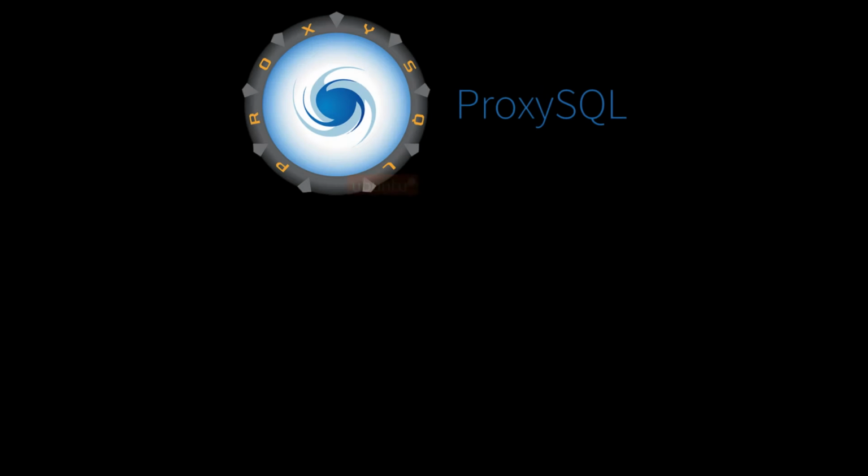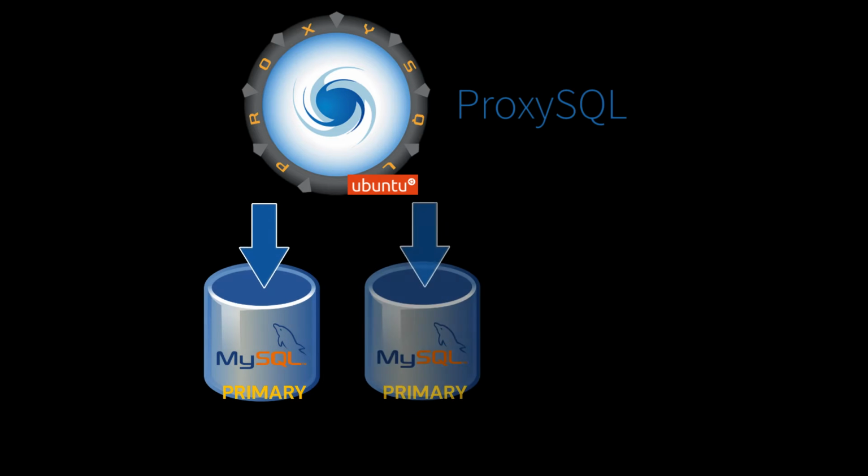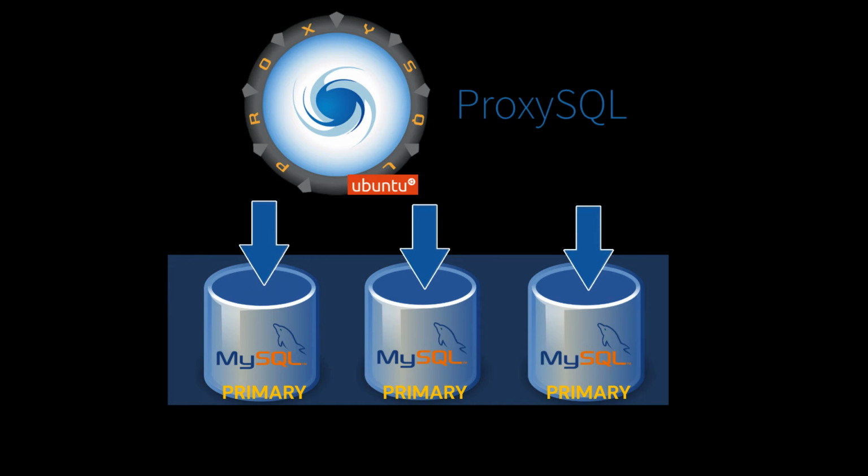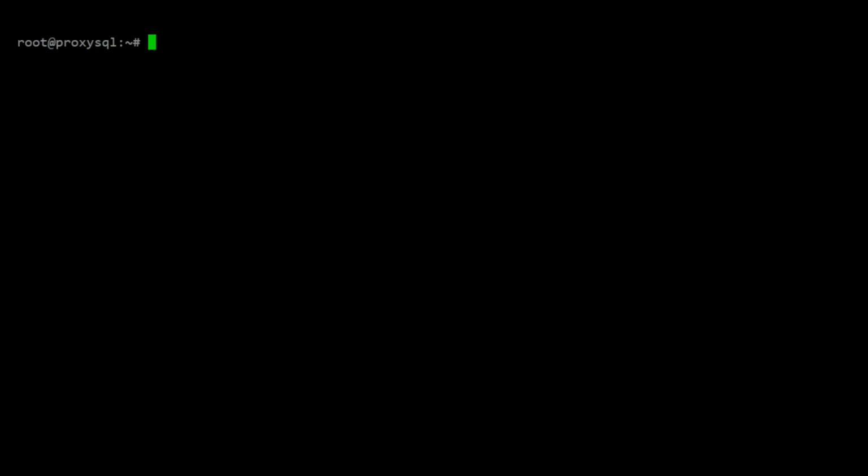In this video, you will learn how to set up ProxySQL using Ubuntu 22.04 server to load balance a MySQL cluster of multi-primary replication. This tutorial assumes that you already have MySQL set up. If you haven't done so, see the description below for the link on how to set up MySQL multi-primary group replication. The first step is to add the ProxySQL repository to the server.